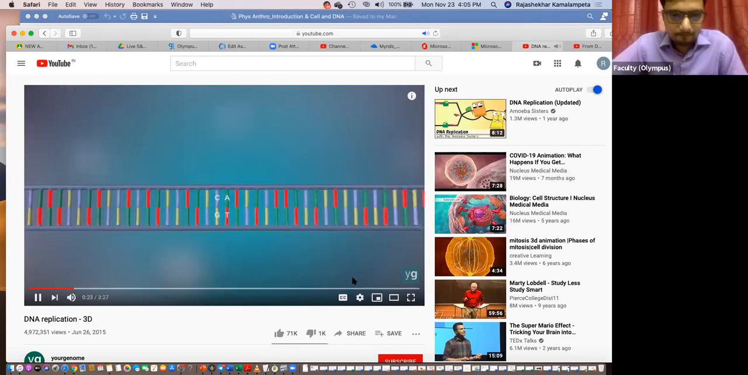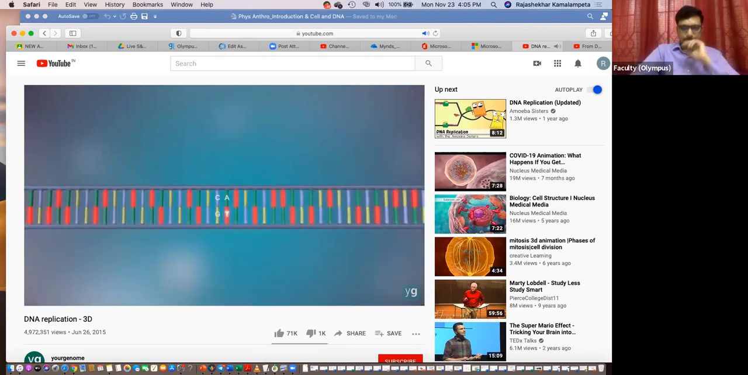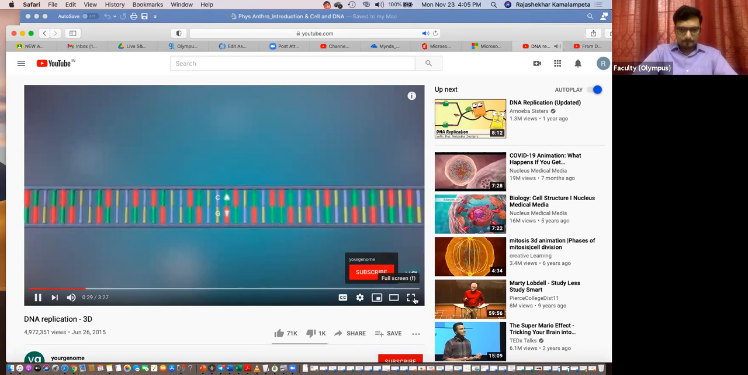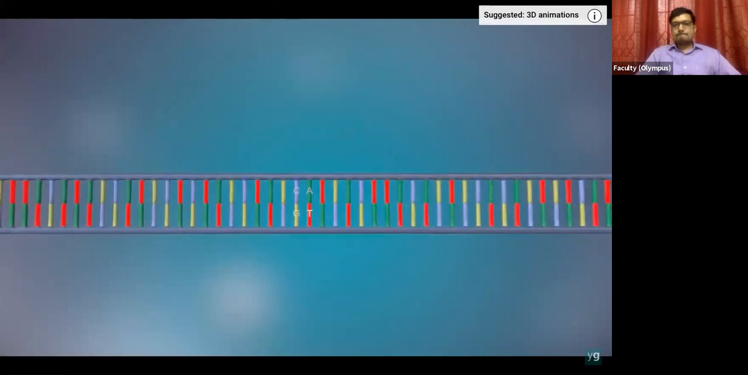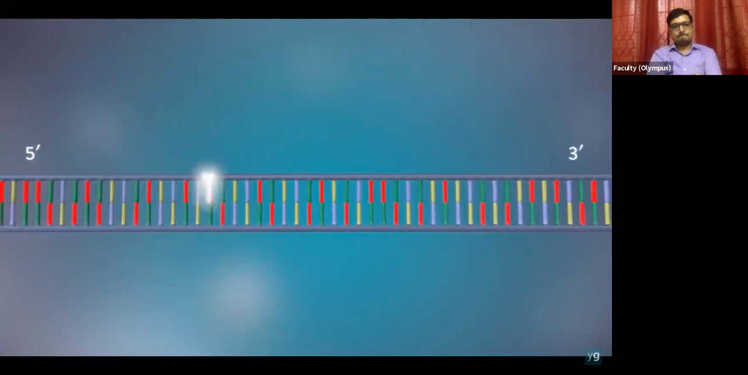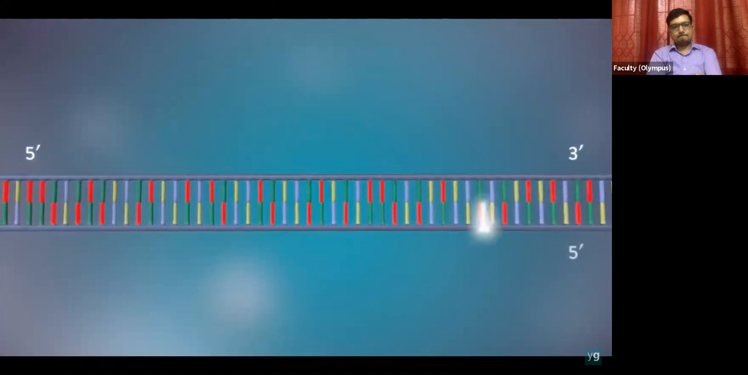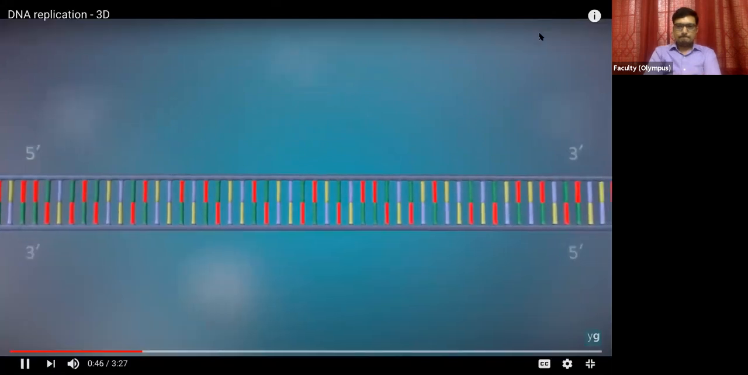The two strands are complementary. This means that wherever there's a T in one strand, there will be an A in the opposite strand. And wherever there's a C, there will be a G in the other strand. Each strand has a 5' end and a 3' end. The two strands run in opposite directions. This determines how each strand of DNA is replicated.